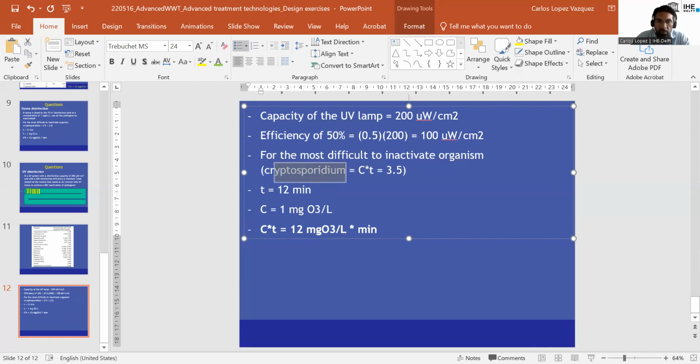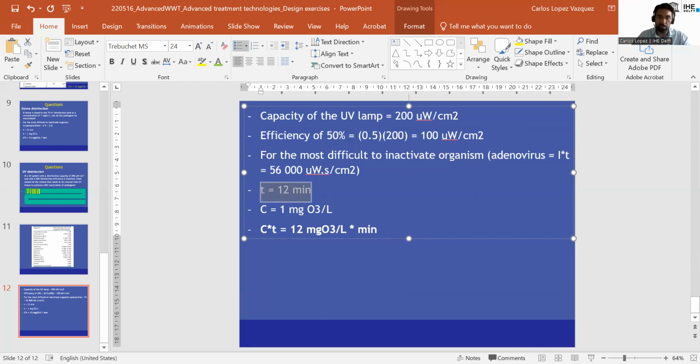The most difficult organism is not Cryptosporidium anymore, but adenovirus. For adenovirus, I don't use C, but I use intensity. And for this one, the intensity is 56,000 microwatts per second per square centimeter. So I can do the same type of calculation. Now, I have two options. I know the intensity, I know the IT.